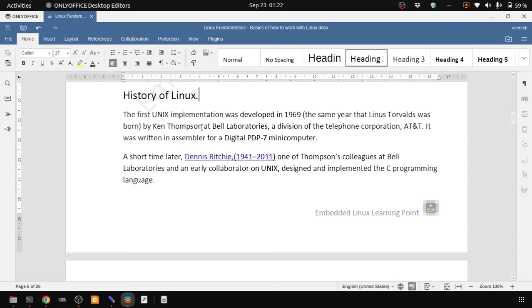Linux is based on Unix. If you say Linux is also Unix-based or a Unix-like operating system. The first Unix implementation was developed in 1969. It is the same year Linus Torvalds was born. In 1969 Unix was implemented, and it was more of a closed project, so it was not open for everybody.